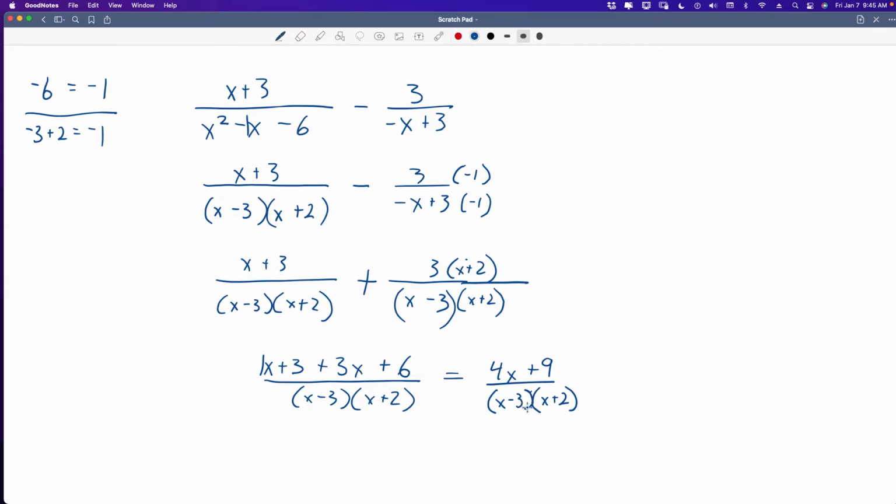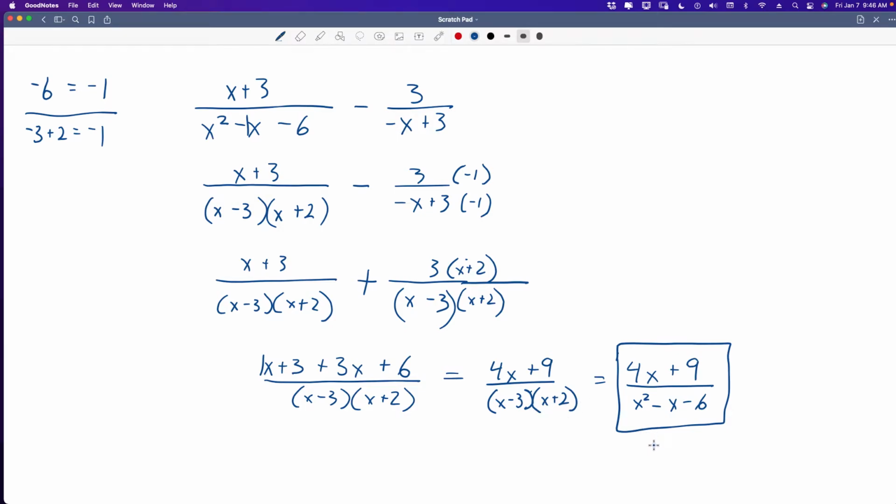Now, is that as far as we can go? It is. Now, we could redistribute that if we wanted to, and we could just say that this is 4x plus 9 over our original, which is x squared minus x minus 6. So this is our final answer right there. You can stop there. I don't have a problem with that, but you can take it all the way out too. I don't have a problem with that either. So either one of these, I'll have those both set up as answers.